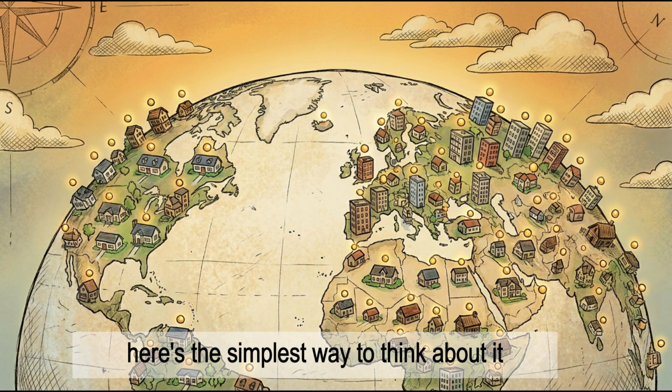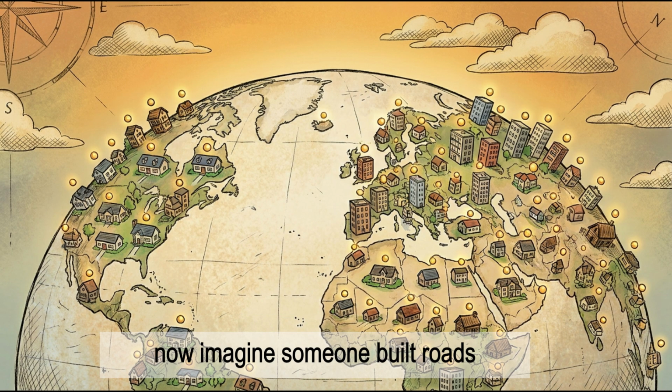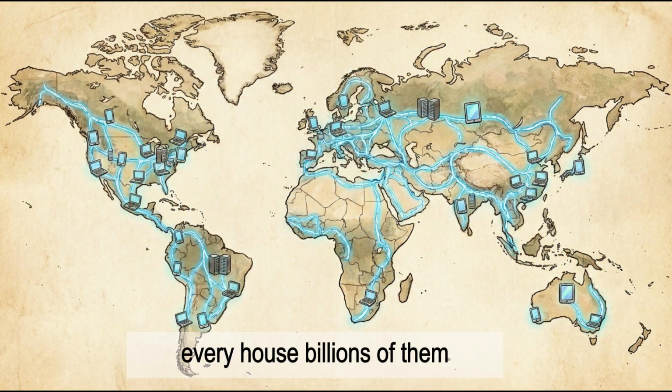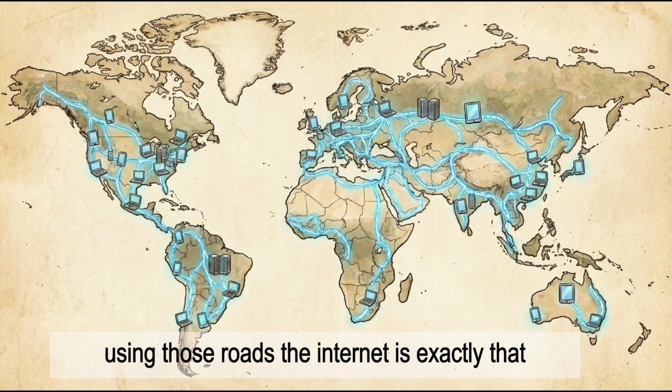Here's the simplest way to think about it. Imagine every single person on planet Earth lives in their own house. Now imagine someone built roads connecting every single house to every other house. Every house. Billions of them. You can drive from your house to any other house on Earth using those roads. The internet is exactly that.